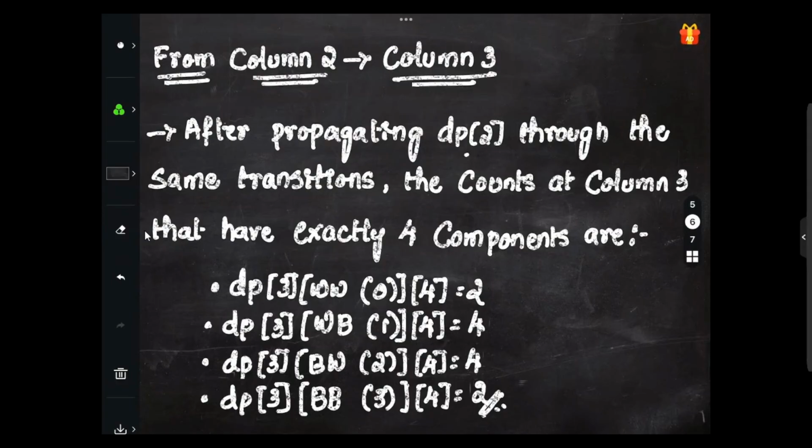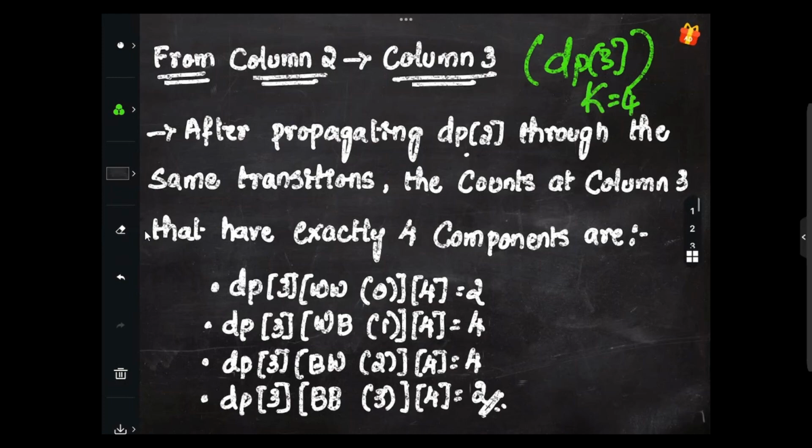Now let's go with column 2 to column 3. When I say column 2 to column 3, we are computing DP of 3 here, right? We only care about the final K equals 4.